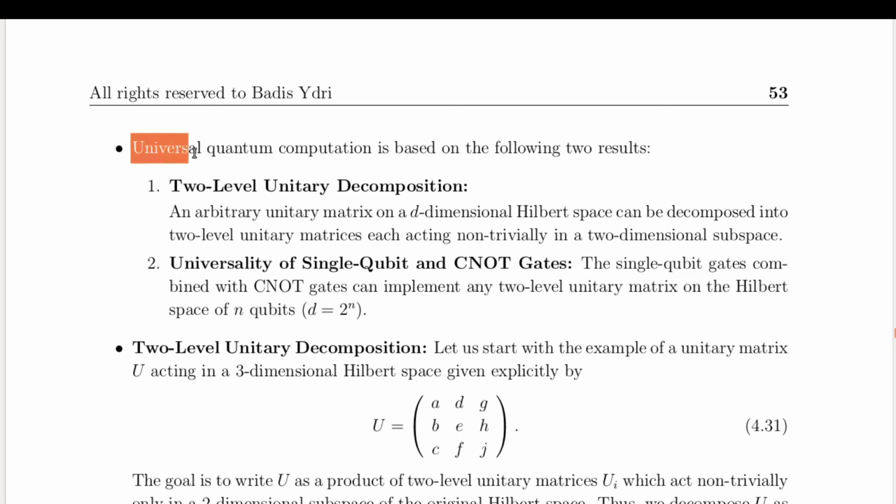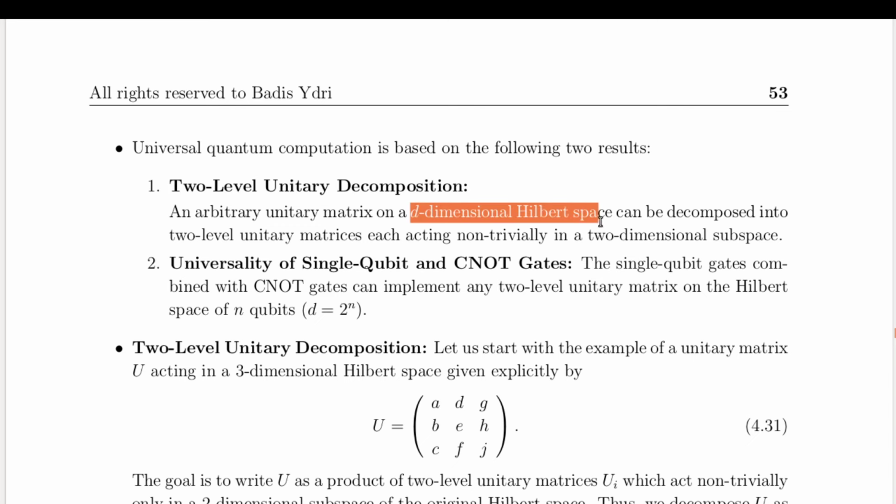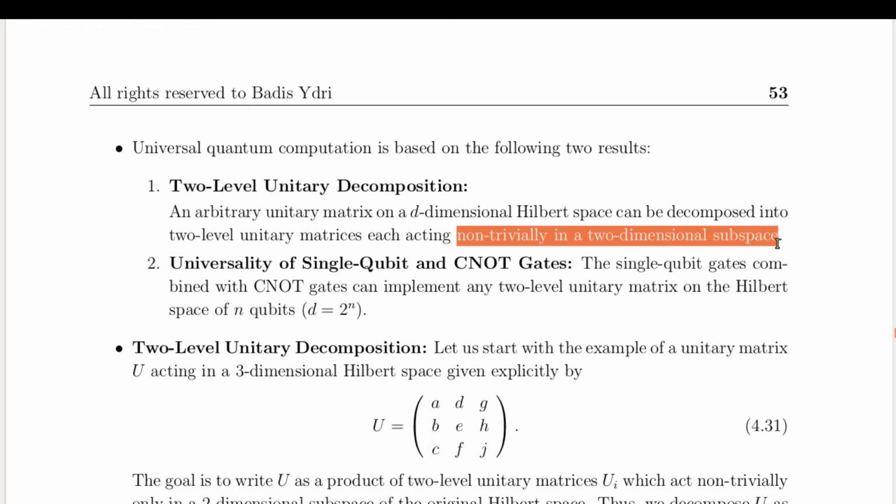Universal quantum computation relies on 2 fundamental results: 2-level unitary decomposition. Any unitary operation acting on a d-dimensional Hilbert space can be broken down into a series of simpler 2-level unitary matrices. These matrices act non-trivially on a 2-dimensional subspace while leaving the rest unchanged.